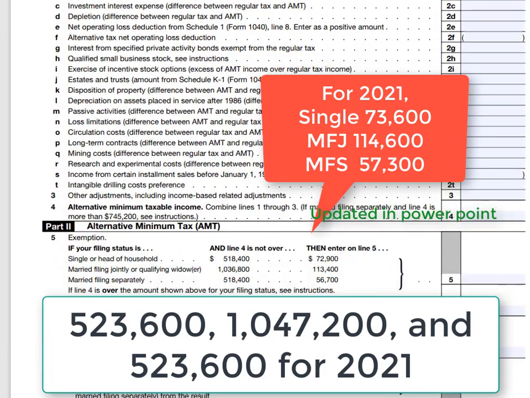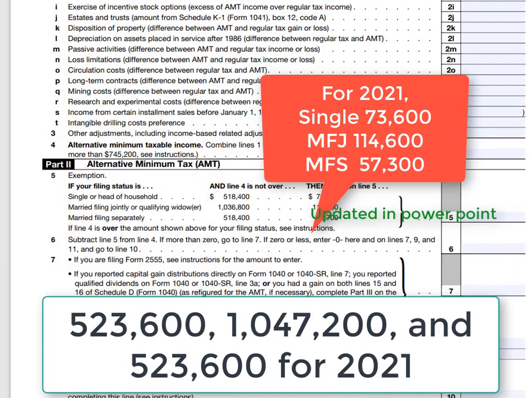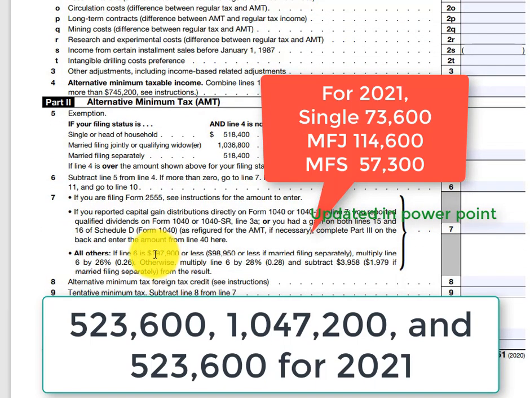Then we subtract out the exemption, okay? And if you get less than 0, then you're done, right? Okay, because none of it is taxable. But if you get a positive number, calculate your tax, okay? Notice the tax bracket is up to $197,900 married filing jointly, $98,950 filing separately, okay?